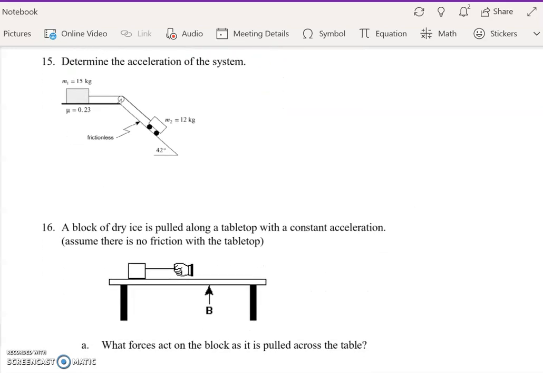15. The acceleration of the system. This is an Atwood problem. It's just that the cart is not hanging straight down. It's on an inclined plane, which is fine. So I'm going to do 2 force diagrams, one for the block, one for the cart. For the block, we've got a normal force up, force of gravity down, which are the same. You've got friction to the left. You've got tension to the right.